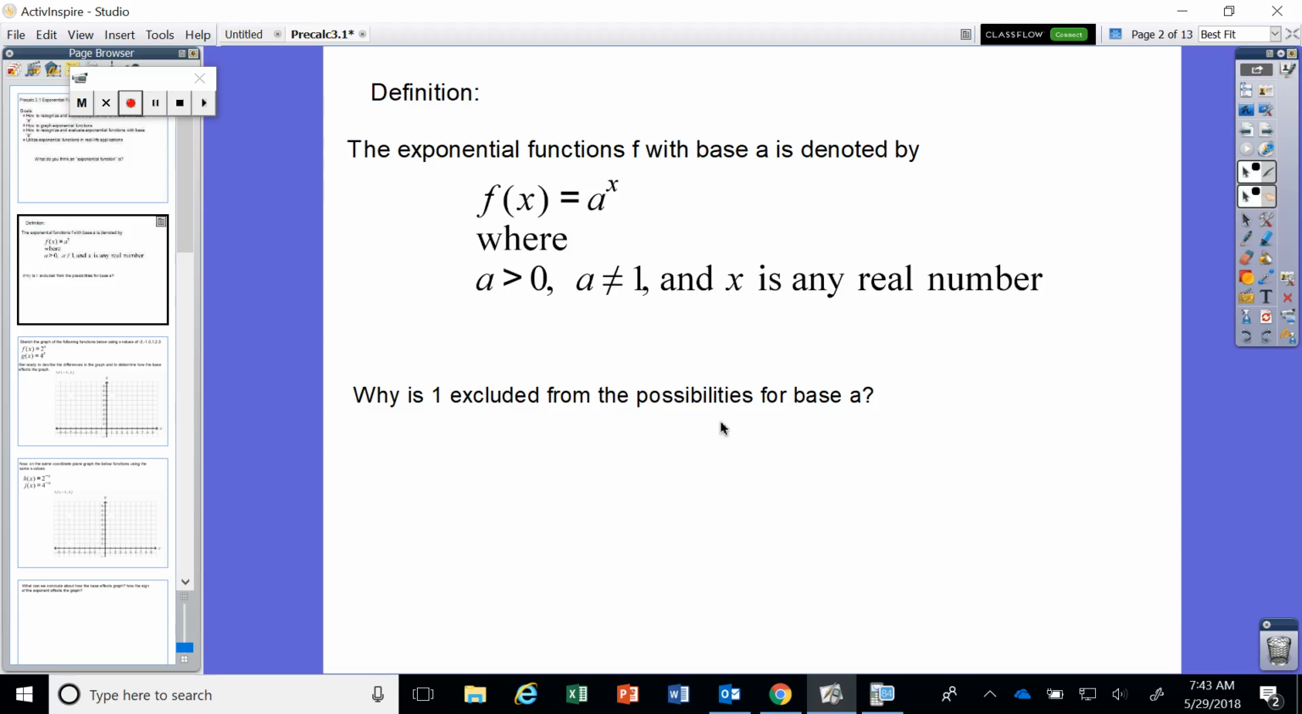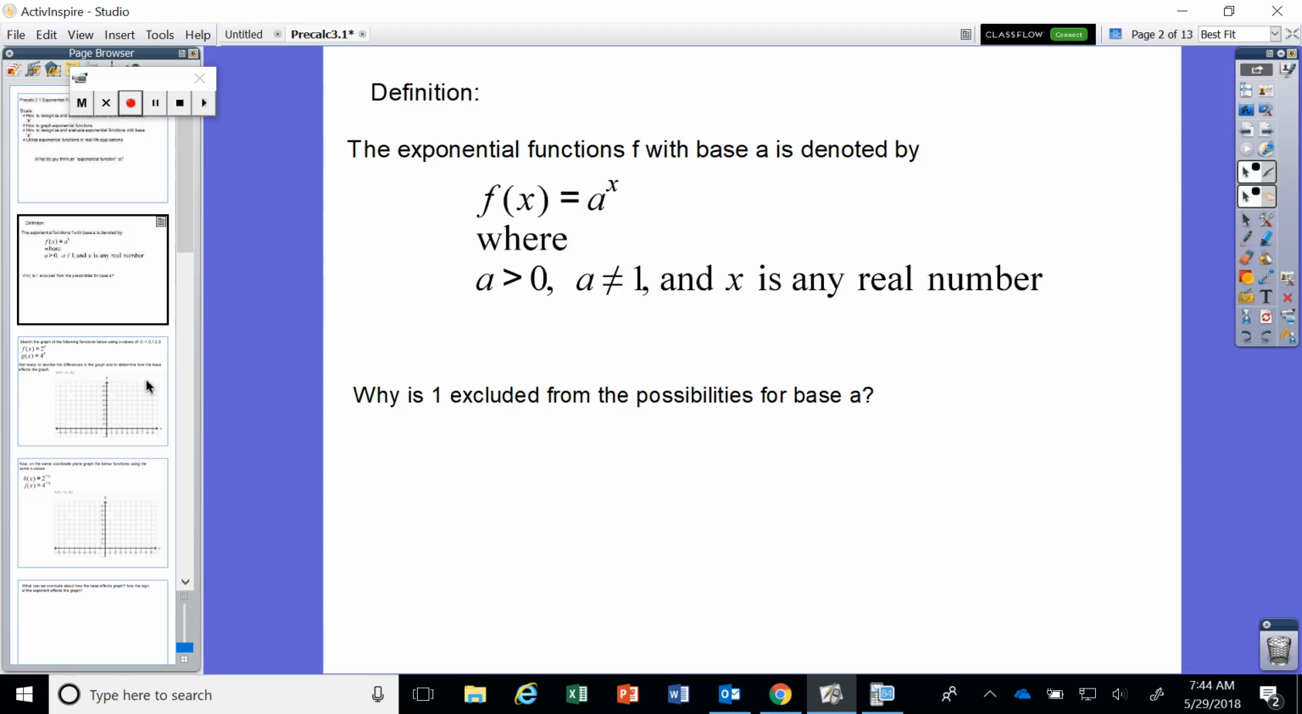So that kind of answers that question down here at the bottom. If A is 1, 1 to any power is going to be 1, so it kind of defeats the purpose of an exponential function with any kind of growth or decay. All right, so we have our base A, we are raising it to the exponent of x, okay? All right, so let's keep pushing on forward a little bit.